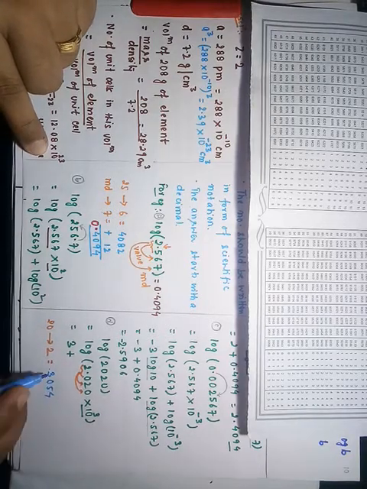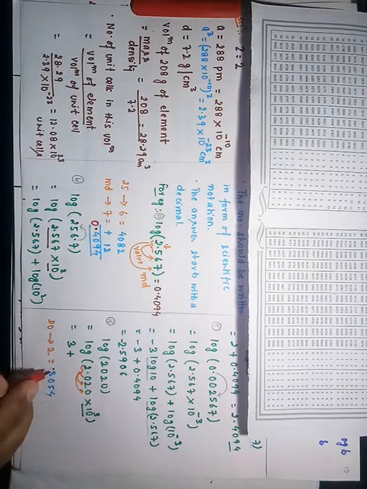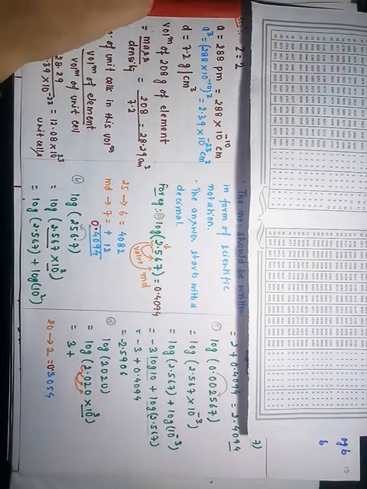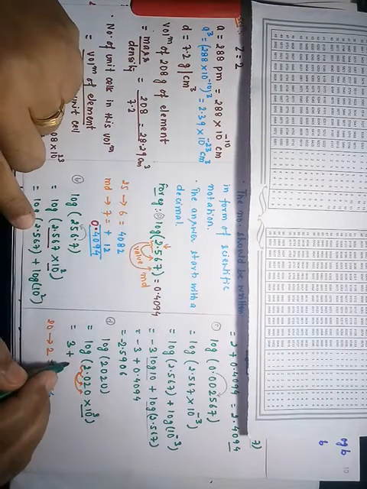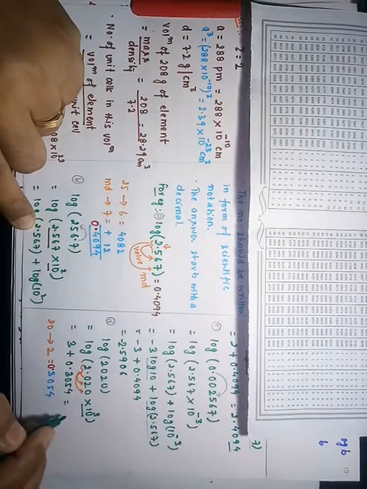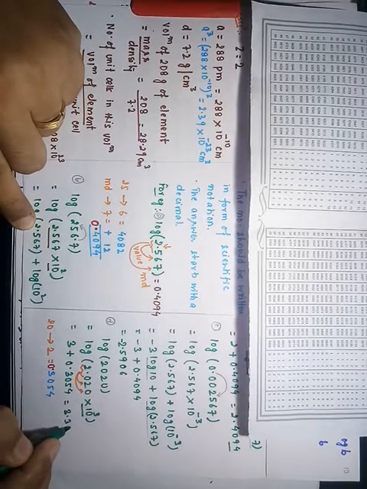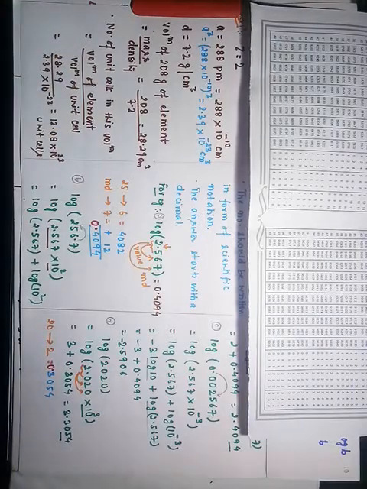So this is equal to 0.3054, mean difference 0 is 0, and I have to place the decimal by myself. So the answer is 3.3054, student. In the next video I will teach you anti-logarithm.